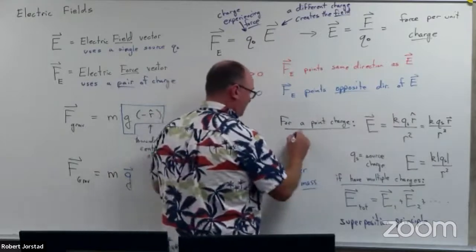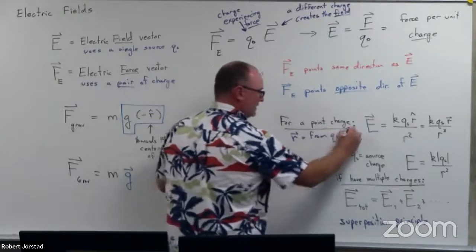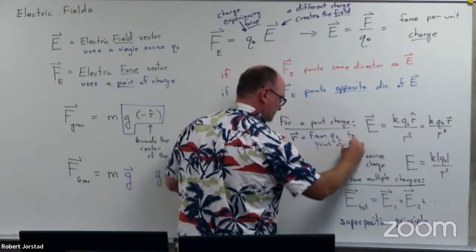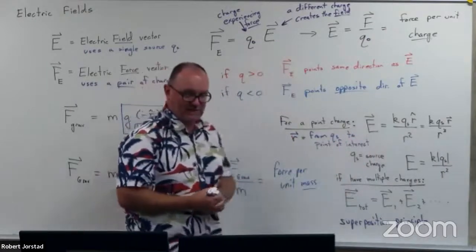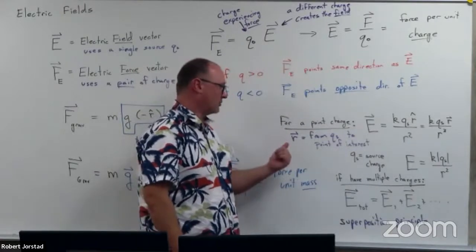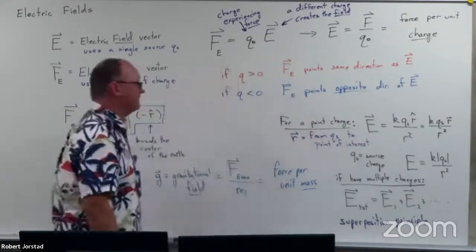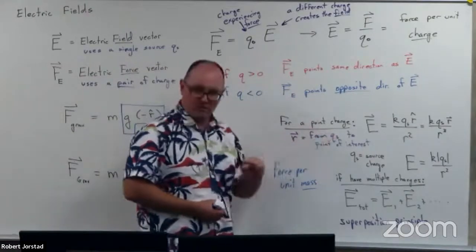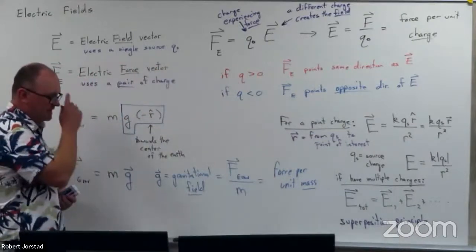So R is from the source to the point of interest, wherever we want to find the electric field. So if I want the electric field in Detroit and my charge is in Compton, the R vector would be the vector from Compton to Detroit. All right. So we're going from our source of the field to the point that we want to determine the electric field. All right. We'll do an example in a minute.